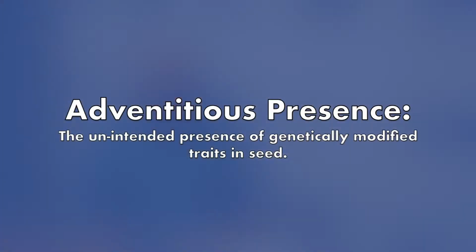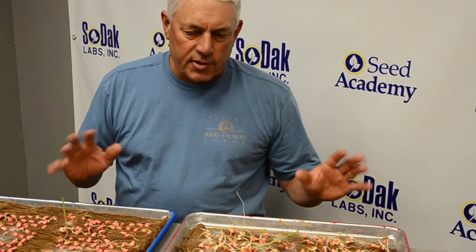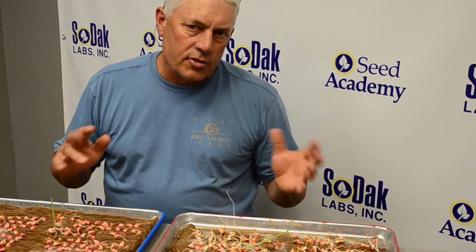Today we're going to talk a little bit about a test we call AP seed. AP stands for adventitious presence, so it's the unintended presence of genetically modified traits. We do a three-part test when we do the AP seed test. We like doing this test for seed that is to be sold for planting purposes.